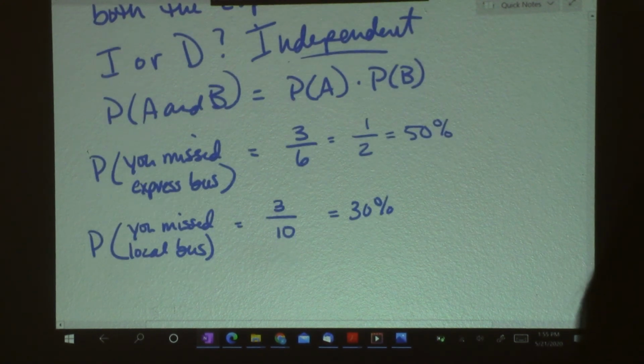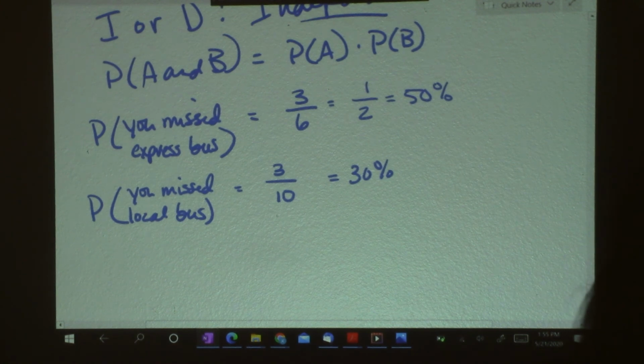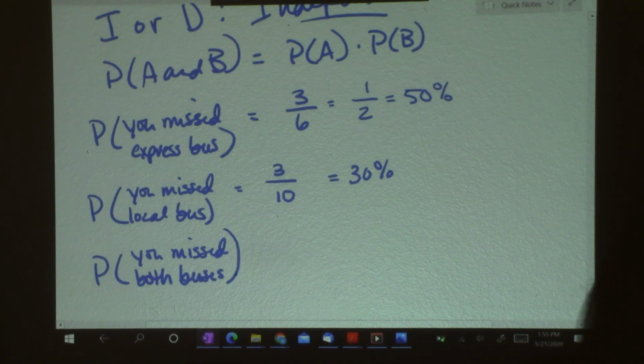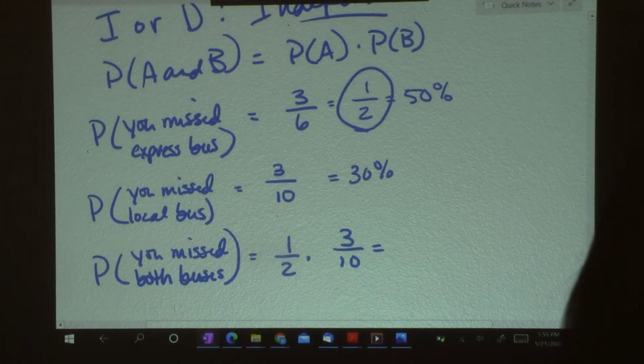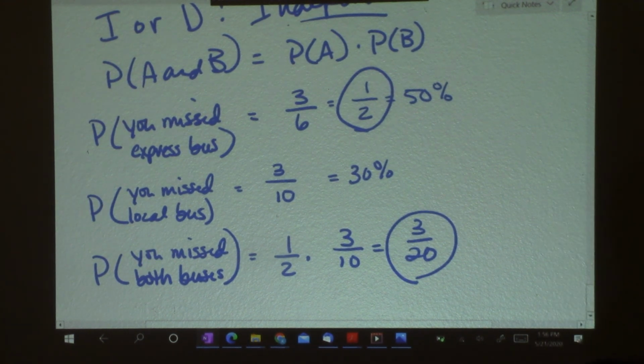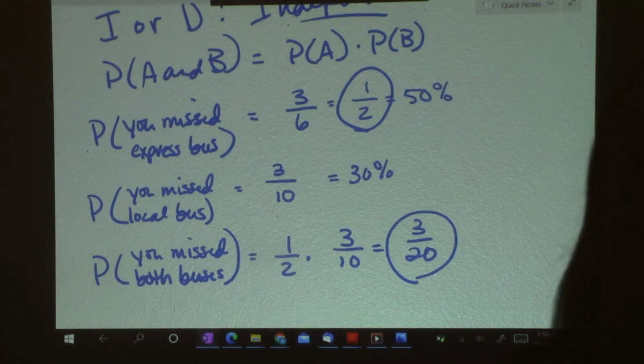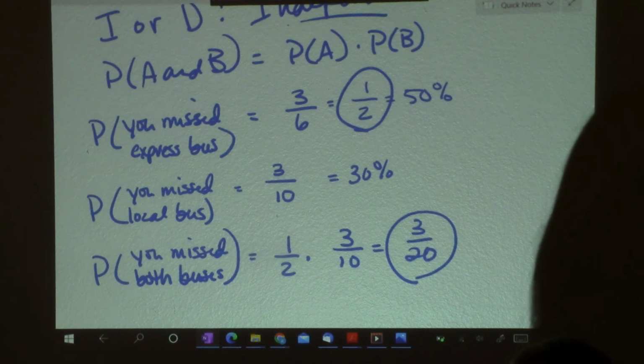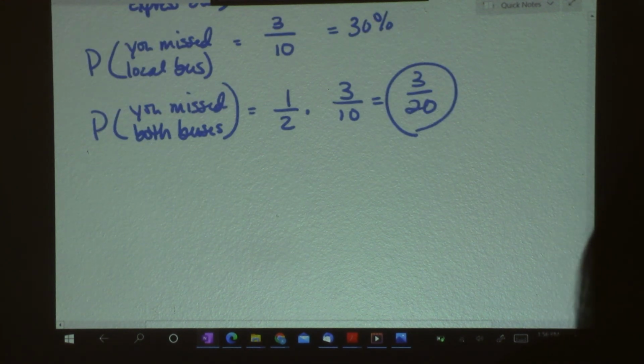Now, what's the chance that you missed both buses? So we're looking at a compound event. Okay, so we have 1/2, and we multiply that by 3/10, and we multiply across, it's 3 out of 20. So actually, that's only a 15% chance of missing both buses. So you're in good shape. Probably you'll get on a bus of some kind. All right, let's do one more.